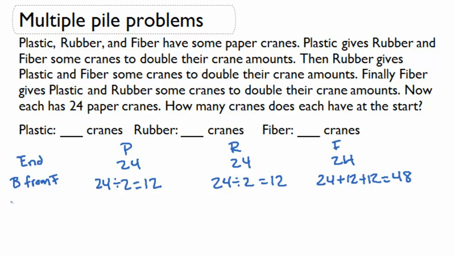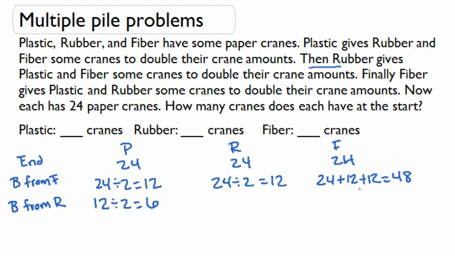Now, we're going to look at the next step, which is before the transfer from rubber. Rubber is going to be the next one giving things away here. So our next step is here. Then rubber gives plastic and fiber some cranes to double their crane amounts. So we're going to go back to plastic and say that again, he would have been getting double as much as he had from this step. So we're going to take our 12 and divide by 2 and know that before he doubled again, he would have had 6.